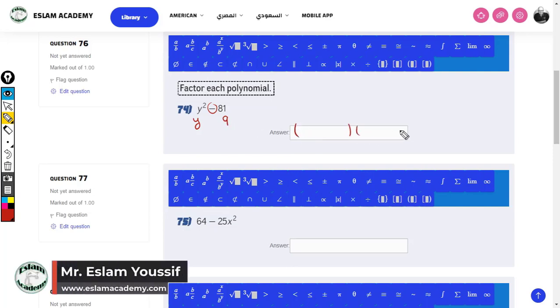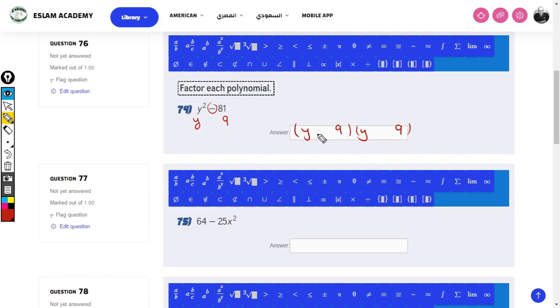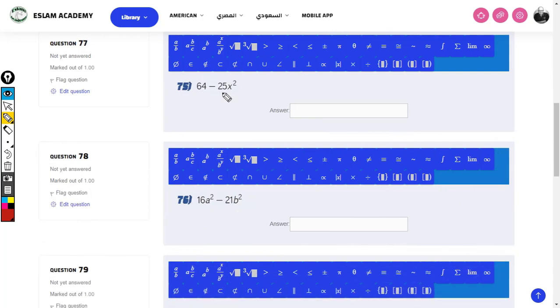To factorize it, just write the square root of the first and the square root of the second. One of the two brackets will be plus and the second will be minus. 64 minus 25x squared. There is no common factor, and we can find the square root of the first, which is 8, the square root of the second, which is 5x. And the sign between them is minus.